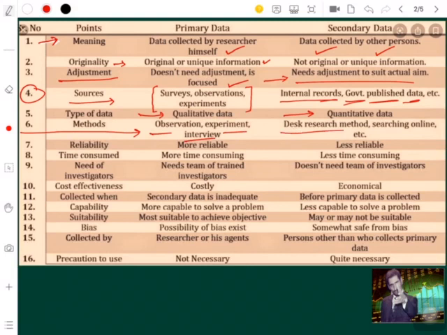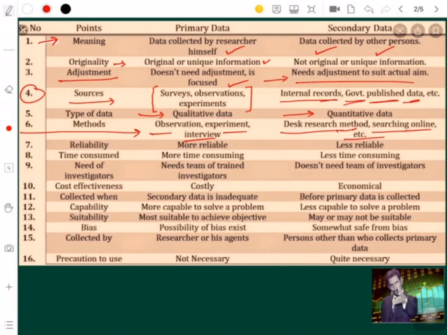Here it is desk research method. That means you are sitting at your home, opening your computer or PC and asking Google Maharaj about the things. So it could be a desk research method, or it could be searching online, etc.